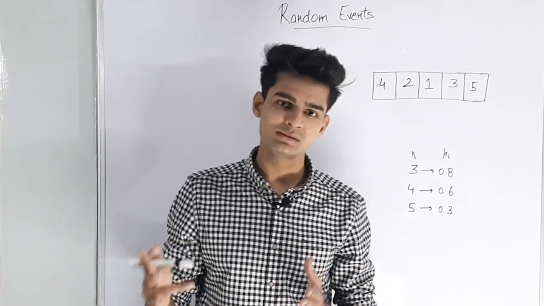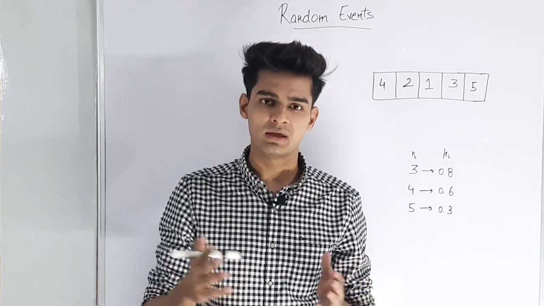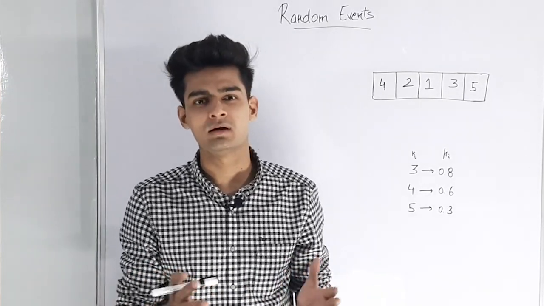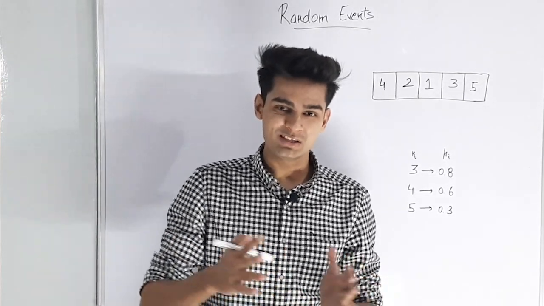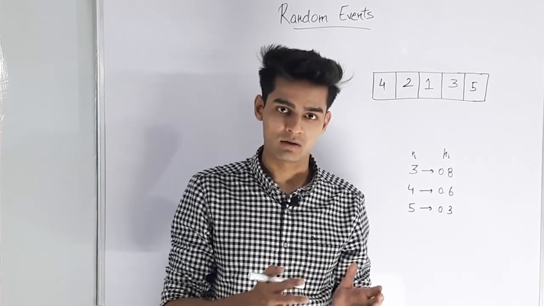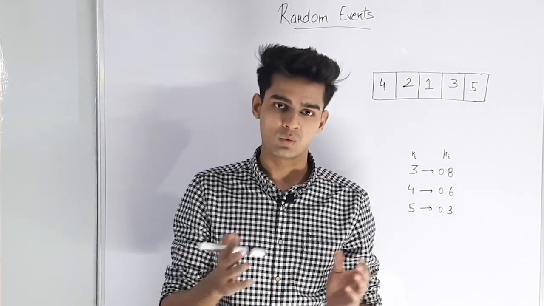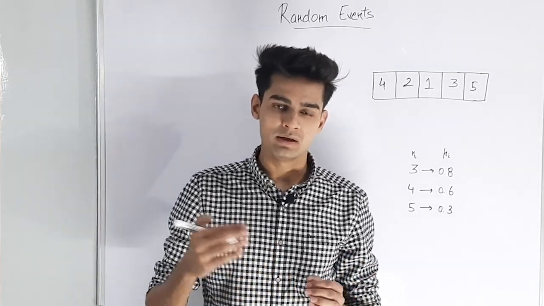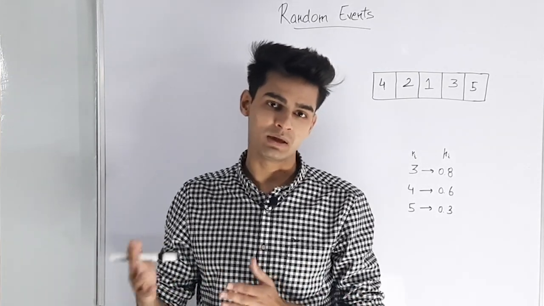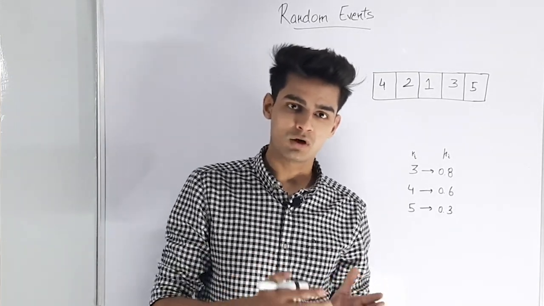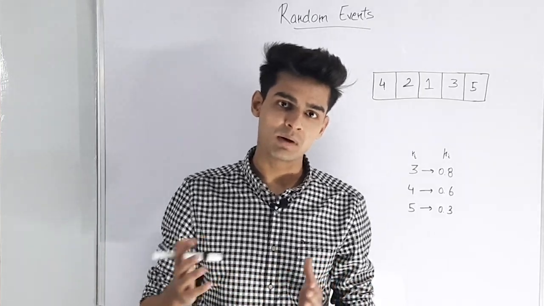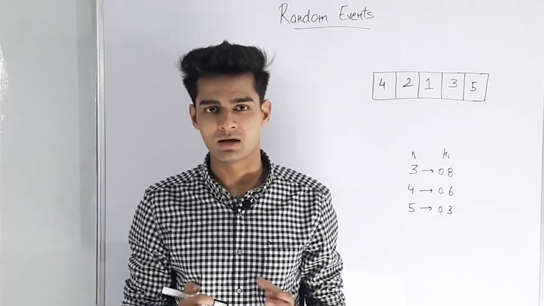So the problem says that you're given a permutation of length n and there are m experiments to be done on this permutation. Now each experiment is of the type Ri, Pi, which means that elements in the range 1 to Ri are to be sorted in ascending order with the probability Pi. Now you need to tell, after all the m experiments are done, what is the probability that all the elements in the array are sorted.